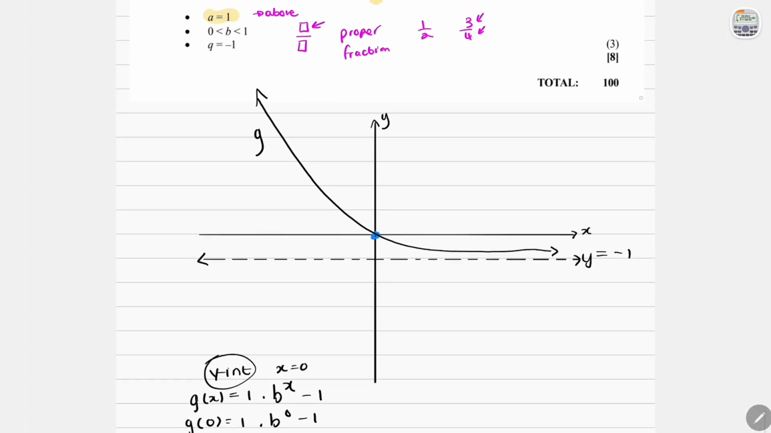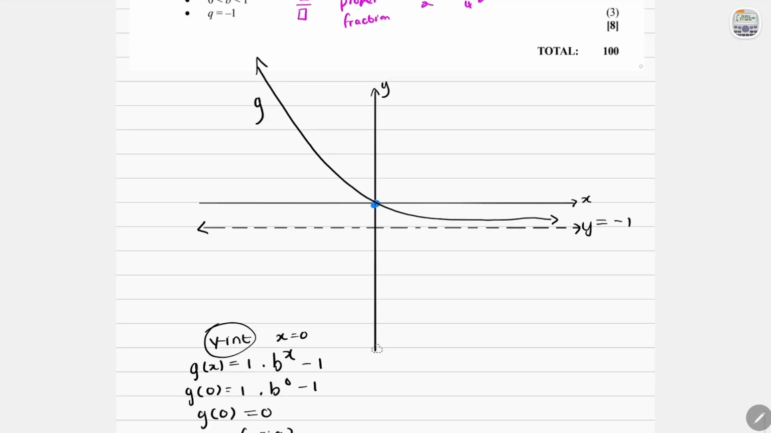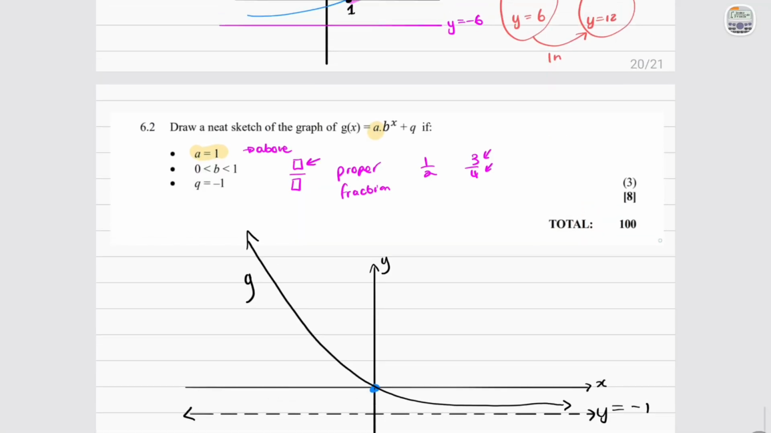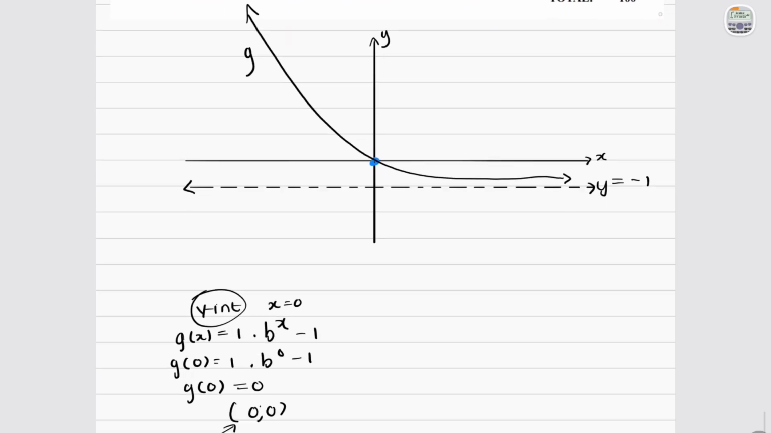So that is it for this question 6.2, and that is it for question 6. So that is the last question for this paper.